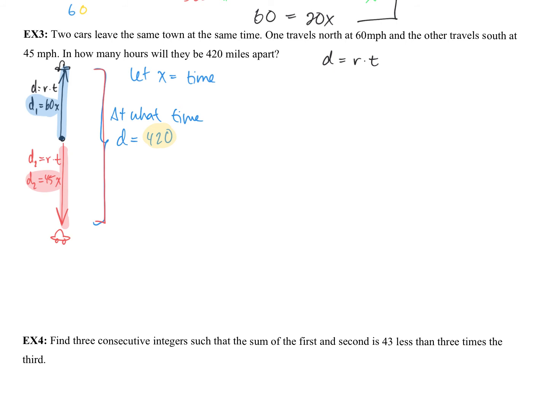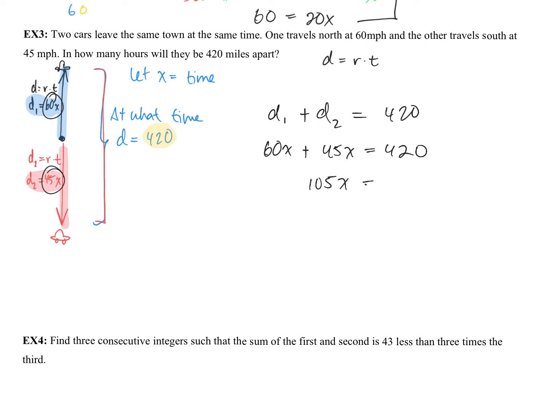Let me go ahead and write that down in math. The distance of the first car plus the distance of the second car should equal 420. Well, what is the distance of the first car? It's 60x. Plus, the distance of the second car is 45x. Equals 420. Alrighty, let's go ahead and add those up. So 60 plus 45, that's going to be 105x equals 420. Okay, we're going to have to divide by 105 from both sides.